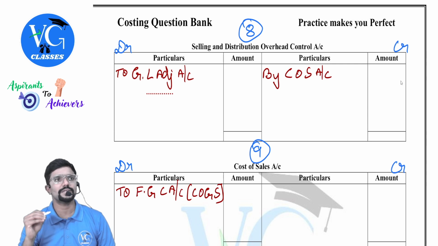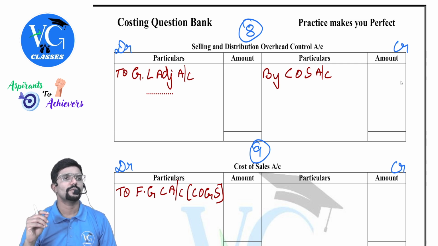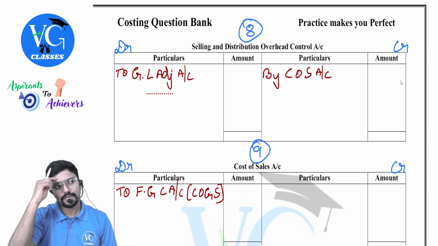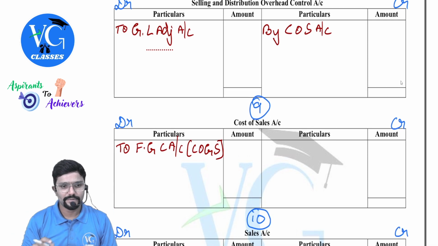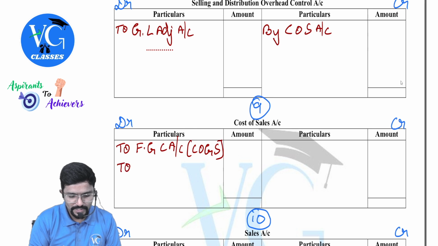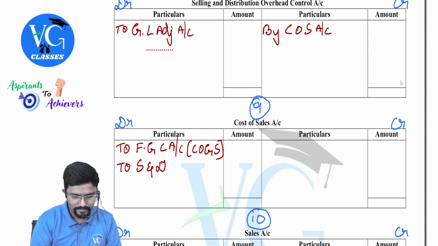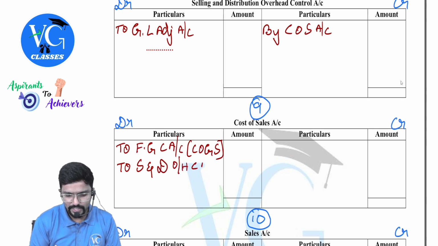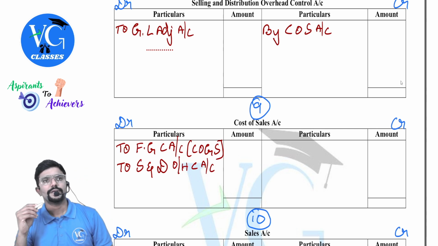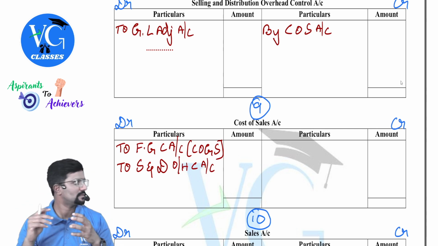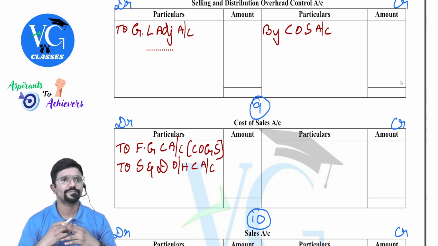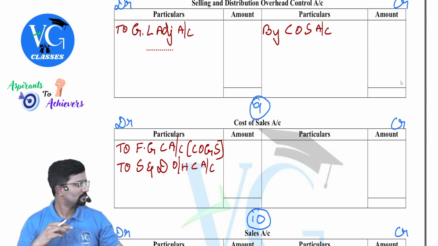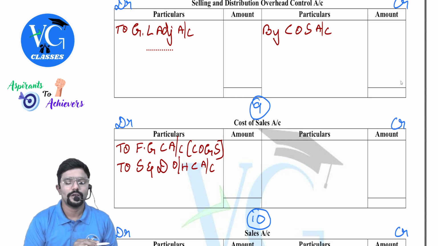In bracket you can mention absorbed. By cost of sales account, absorbed. Let us go and receive it here, to selling and distribution overhead control account. Done with absorption.